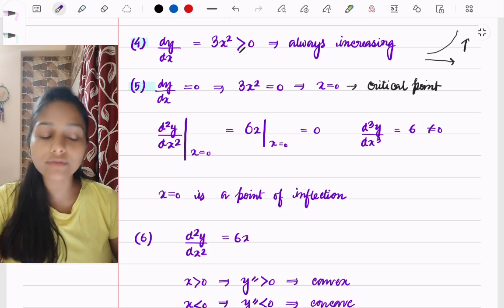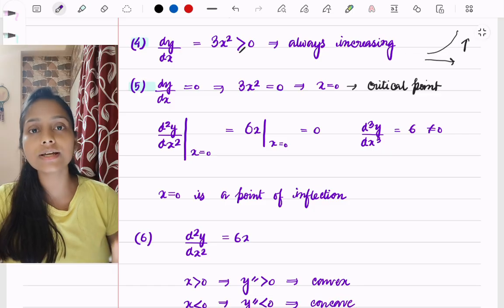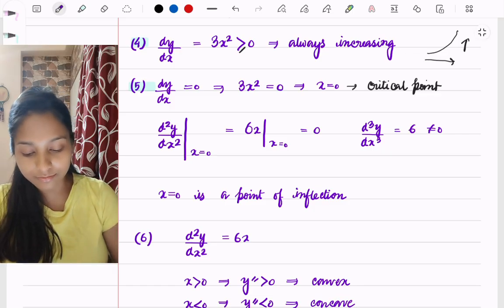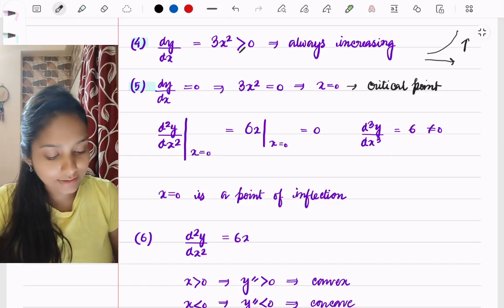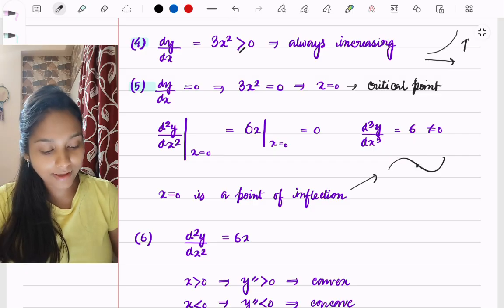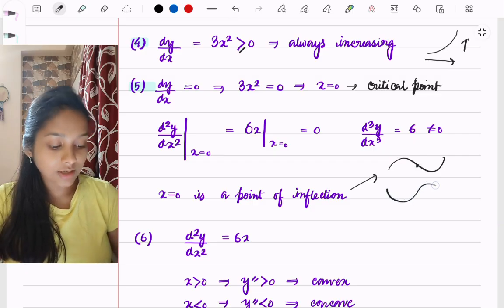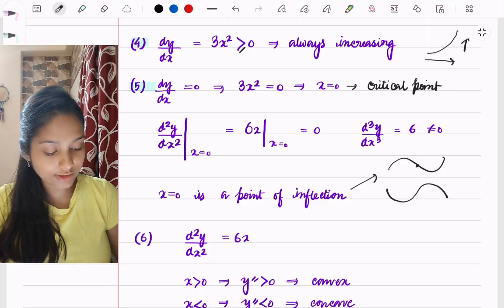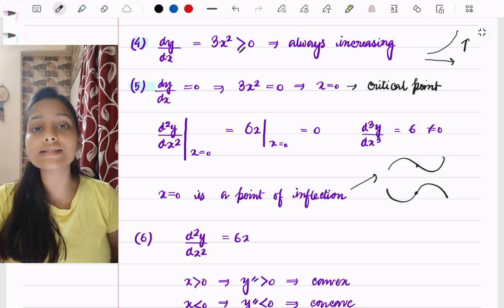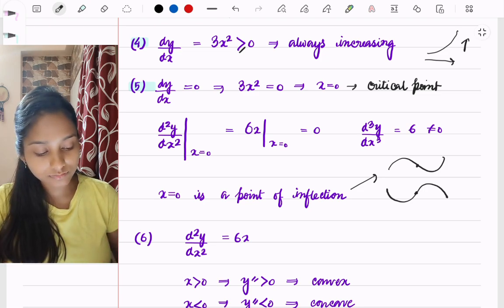So what is a point of inflection? In case of a point of inflection, the function changes its concavity. It may become concave to convex, or it may become convex to concave. So this is the point of inflection where the function alters its concavity.